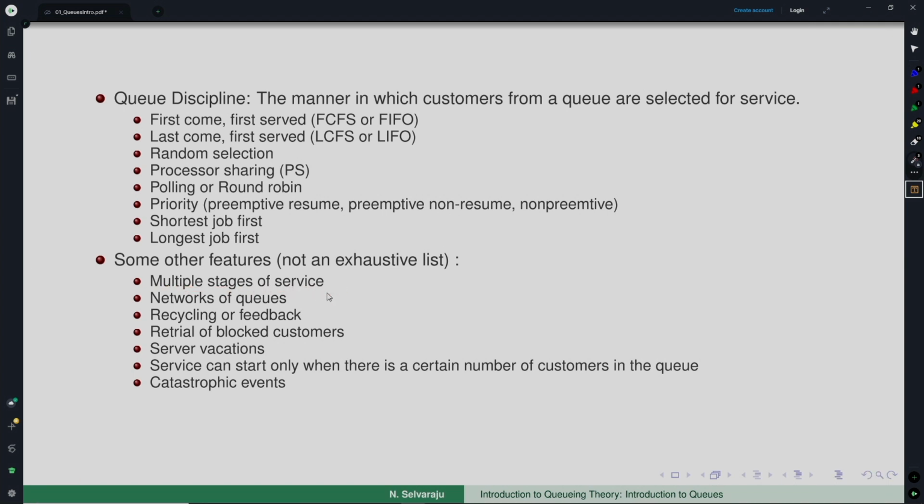You apply for a passport, right. You would see that you will go through multiple stages. Or in a hospital, suppose you want to get a physical examination or a full body checkup done, then what are the things that you need to go through, where you will go. So, this you could call multiple stages of service.